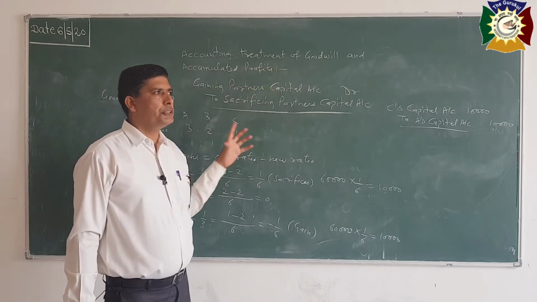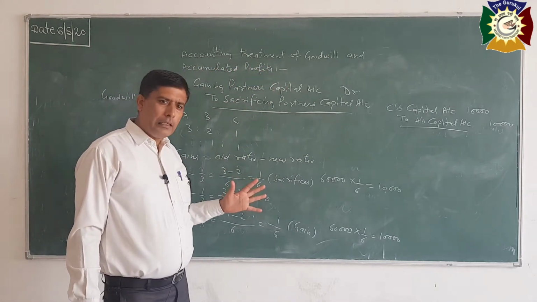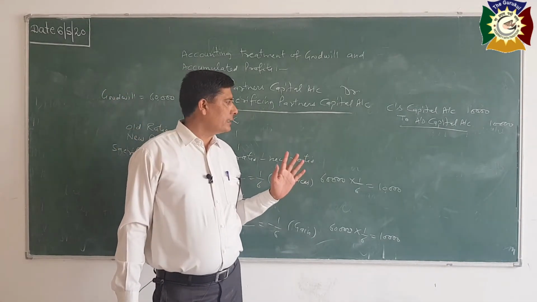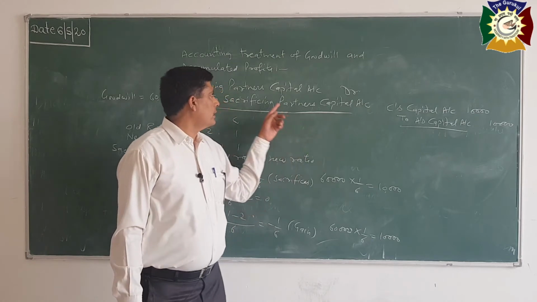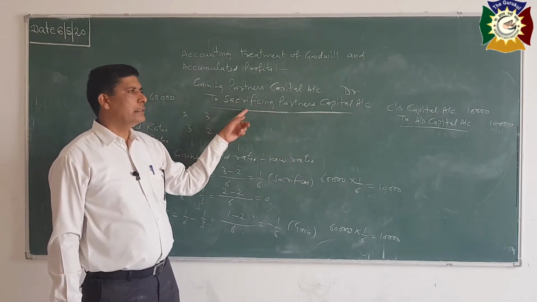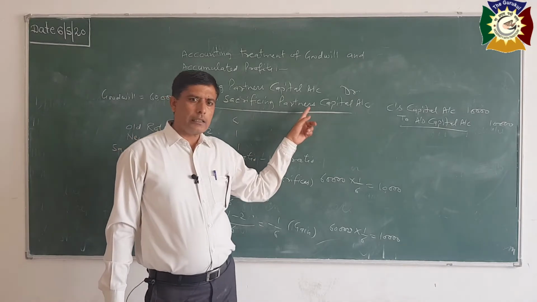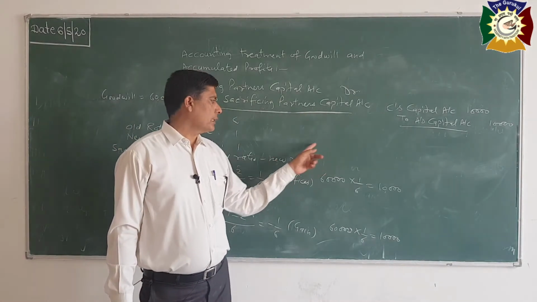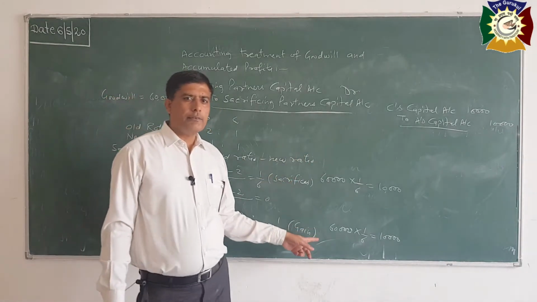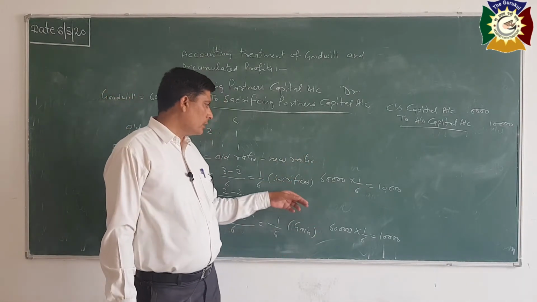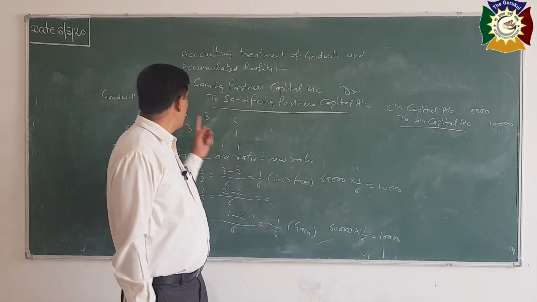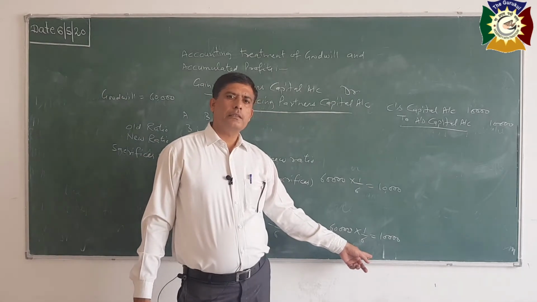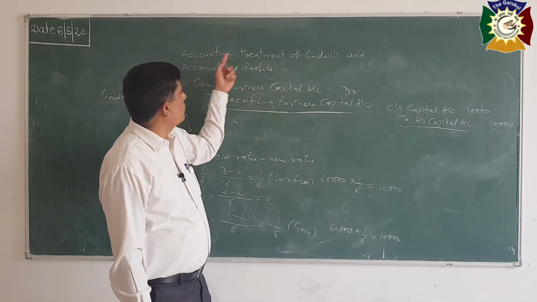If in any question you are given goodwill and you have to record it in the books, there is only one method, that is the adjustment entry. And the adjustment entry for goodwill will be only this: debit the gaining partner, credit the sacrificing partner. And how much amount you will debit or credit, you will calculate in this way. First calculate sacrifices or gains, then calculate each partner's sacrifice or gain in the total goodwill of the firm, and debit the gaining partner, credit the sacrificer. So this is the accounting treatment of goodwill.